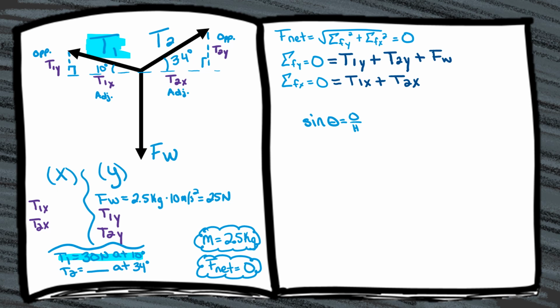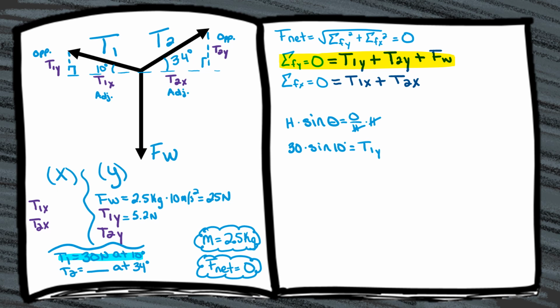That's right, Alex. We start off with the equation of sine of theta equals opposite over hypotenuse, in which we must solve for opposite by multiplying hypotenuse on both sides, resulting in hypotenuse times sine of theta equals opposite. Now we can just plug in what we know, which is 30 newtons for the hypotenuse and 10 degrees for theta. And the opposite is representing tension 1's y component, which results in 5.2 newtons.